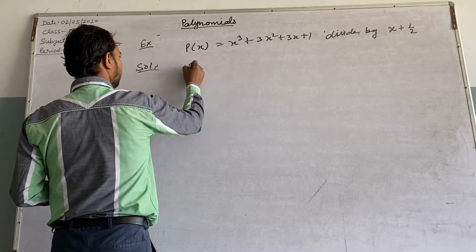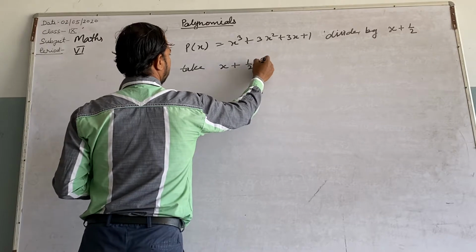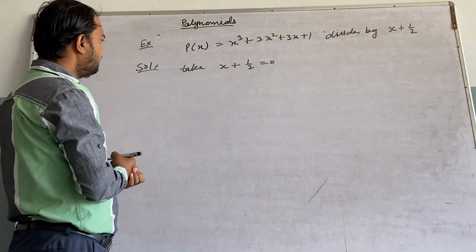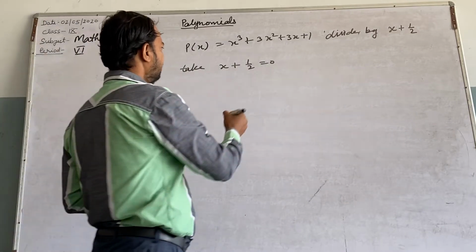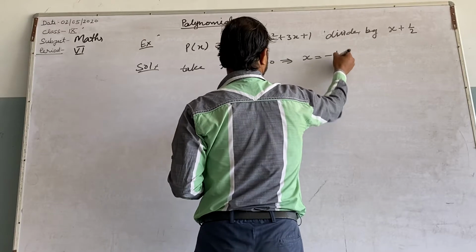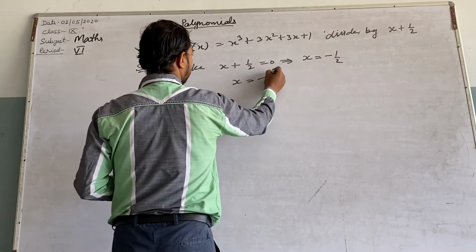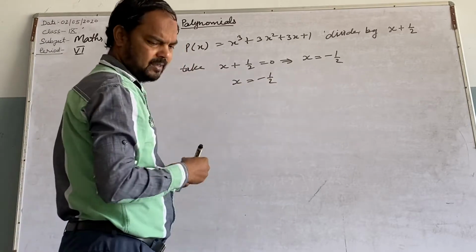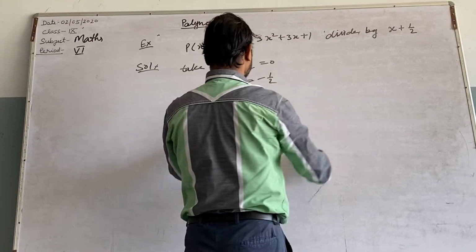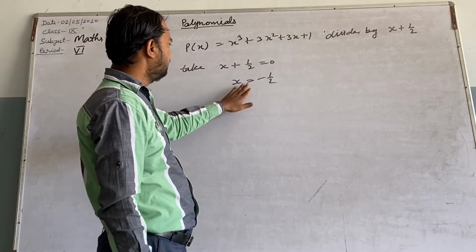First of all, take x plus 1 by 2 equal to 0. And when you transfer 1 by 2, you will get x equal to minus 1 by 2. If you get confused, you can write here also x equal to minus 1 by 2. You can write it like this for the next line, or whatever is easy for you. x equals minus 1 by 2.